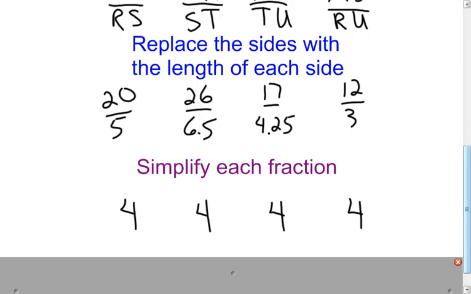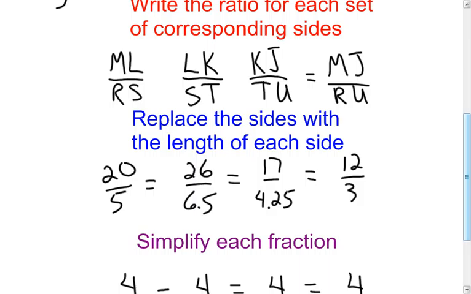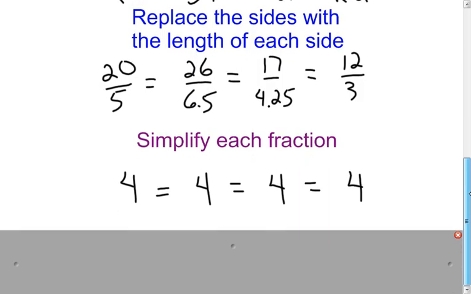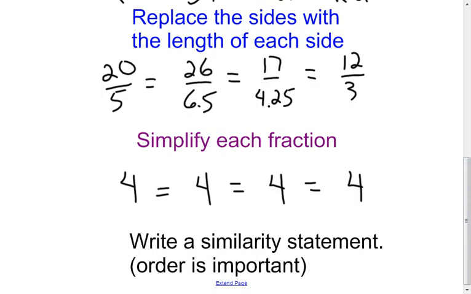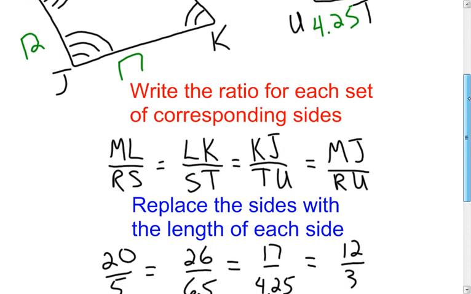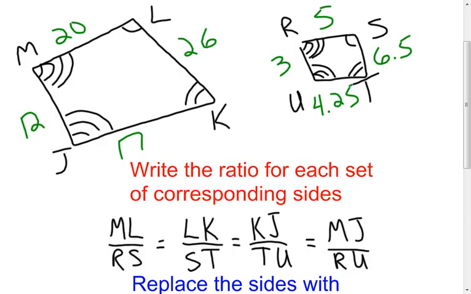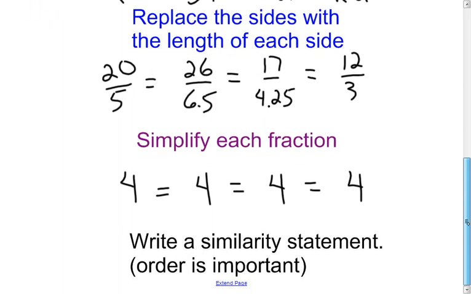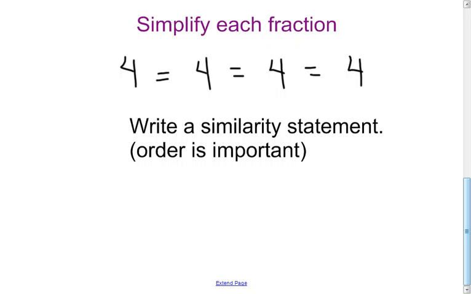Well, being these are all equal, that means your sides are proportional. Now we already said that corresponding angles were congruent when we looked at this picture. I went around and matched up angle M and angle R, and so on and so forth. And now we've just shown that the corresponding sides are proportional. Well, then I know my two quadrilaterals are similar.